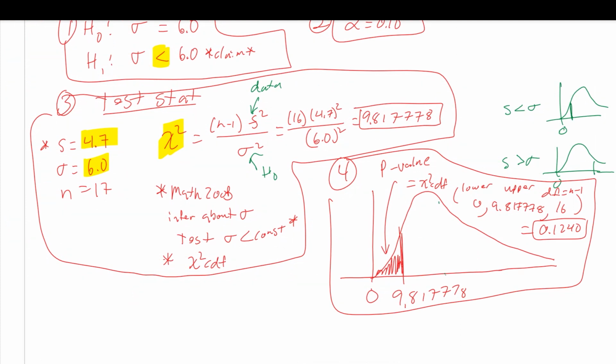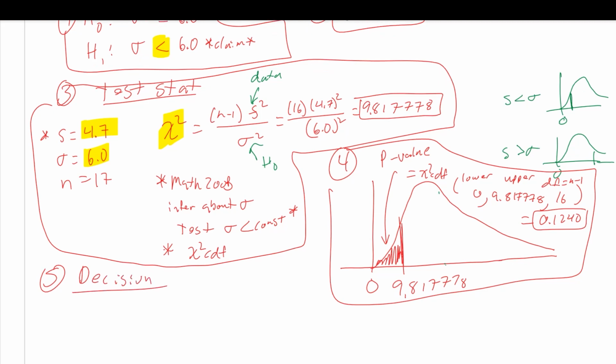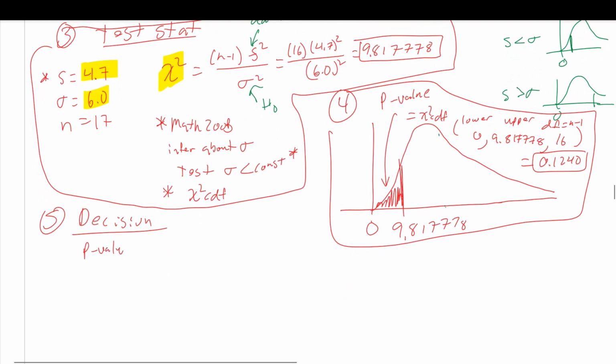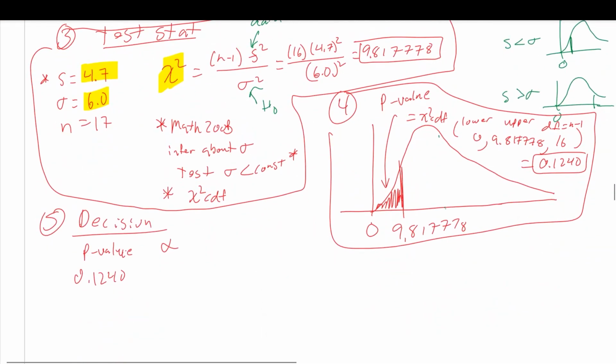So that one was a little bit more involved if you didn't have that Math 200B program, but it's not too crazy of a process. Step 5, we're going to make our decision. The decision is made by comparing your p-value to your significance level. The p-value is 0.1240. Significance level is 10%. Again, this is the probability of committing an error if we reject the null hypothesis. A 12.4% probability of committing an error is too large for our tastes, because we were only willing to make that decision to reject the null hypothesis if the probability of being wrong was less than 10%, which is suggested by the significance level here. Okay, so we're going to fail to reject the null hypothesis.